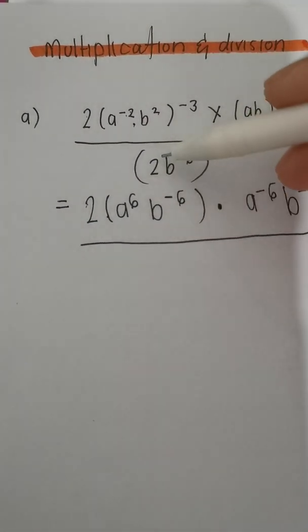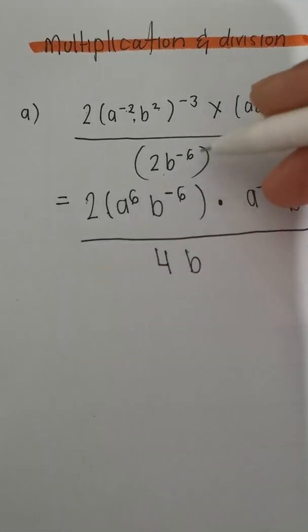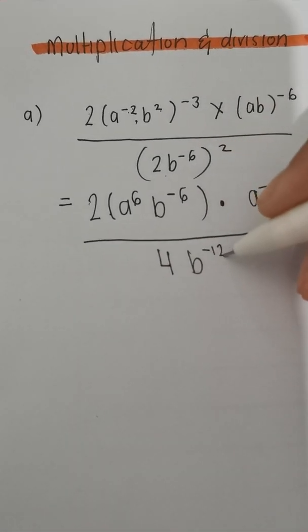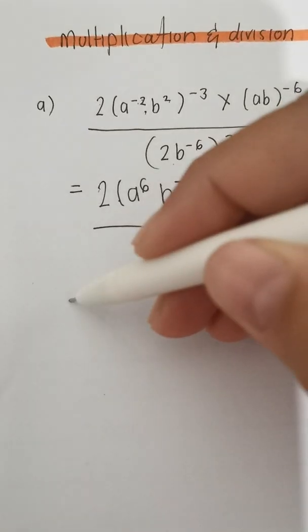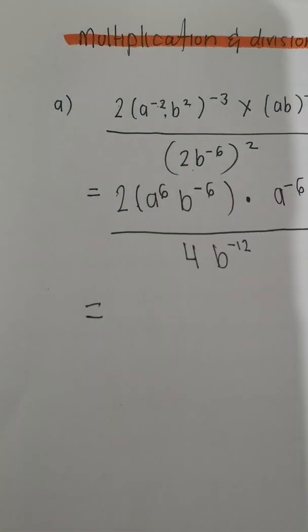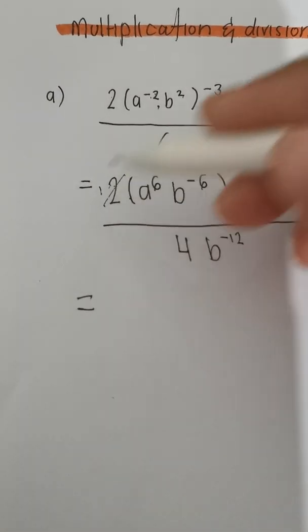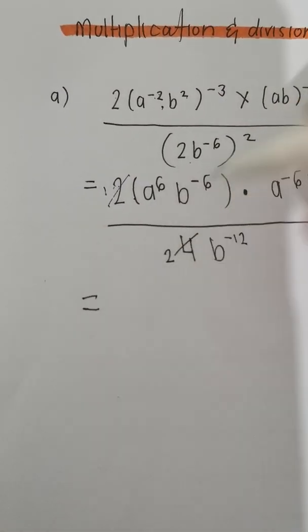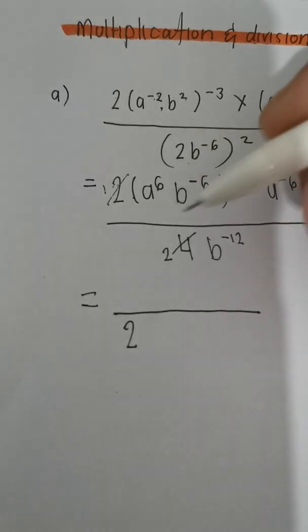This here, because the 2 is in the bracket, it also gets squared, so 4b to the power of negative 12. I'm just multiplying. Now with this here, we can add and subtract the exponents because the bases are the same. So I'm first going to deal with this. 2 goes into 2 once and into here twice. This is different from addition and subtraction, right? You can just cancel out.